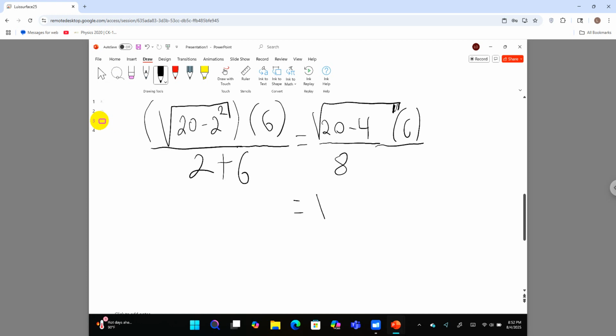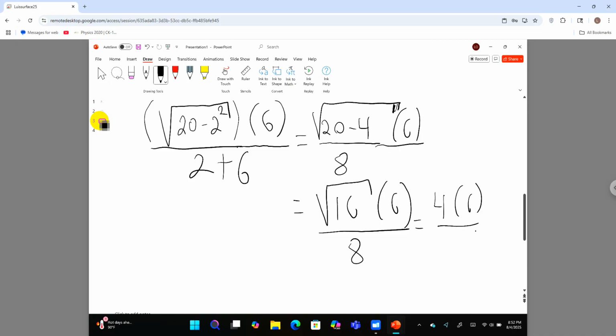So it will be square root of 16 times 6 divided by 8. Square root of 16 is performed first before the multiplication. Square root of 16 is 4 times 6 over 8. 4 times 6 will be 24 divided by 8, and that will be 24 divided by 8 will be 3. That will be the answer to this problem.